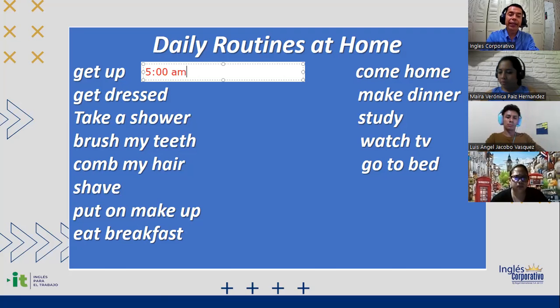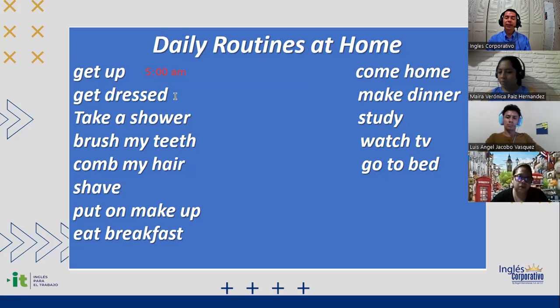Get up 5 a.m., right? Only that. 5 a.m., 5:06, 7 a.m., etc., right? But I repeat, this is personal. Me va a copiar a qué horas lo hacen ustedes en la vida real, right? Real life, okay? Let's do it. Vamos a dedicar unos 3 minutos a esto.